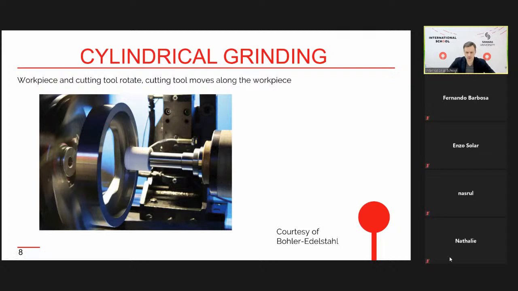The next group of processes is the grinding group of processes. Here you can see the cylindrical grinding process, which means that the workpiece rotates and the cutting tool also rotates. The cutting tool also moves along the workpiece and forms some rotational surfaces, like in the turning process. So we can form cylinders, conical surfaces, and some other surfaces of rotation.